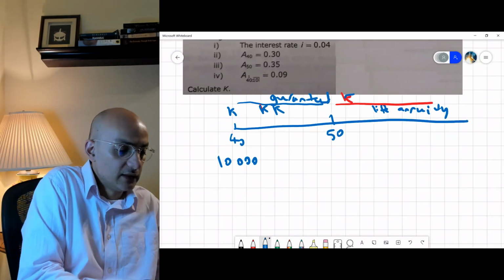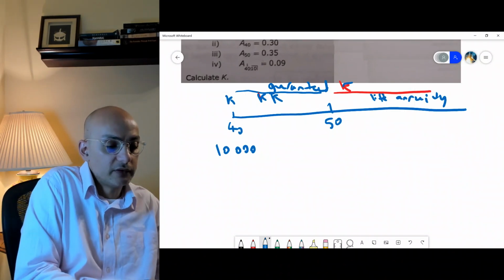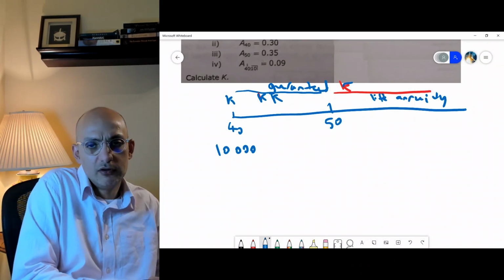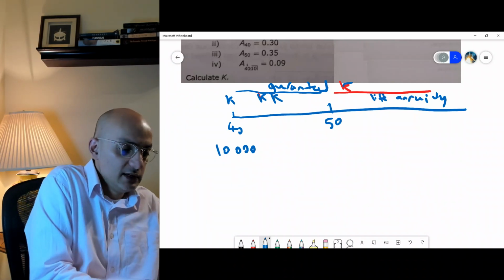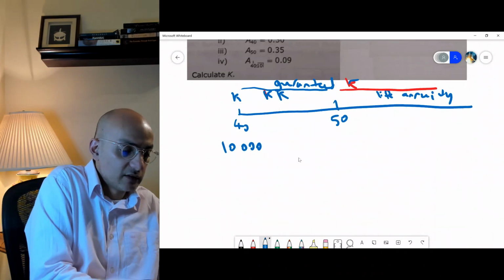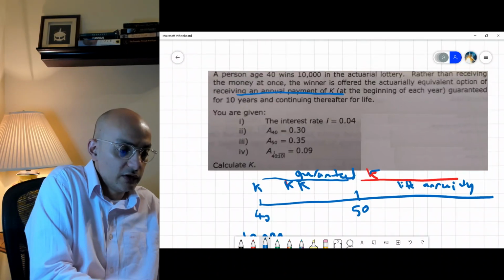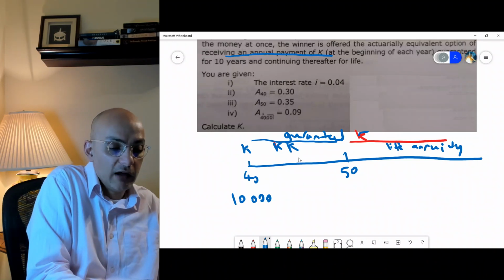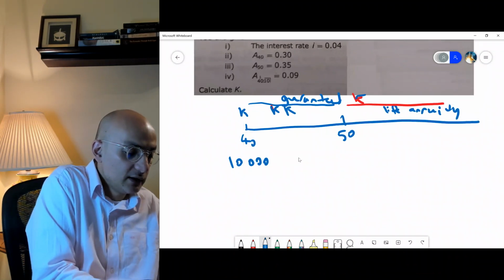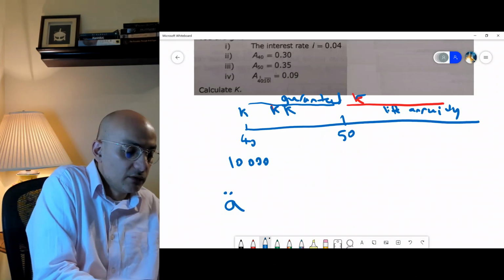So let's write it. There is a specific notation for this one, for the guaranteed. So the guaranteed in actuarial science, just to know how we solve this question here, when you have a guaranteed benefit and you have a life annuity, this one can be written this way: A. This is at the beginning of the year, right?